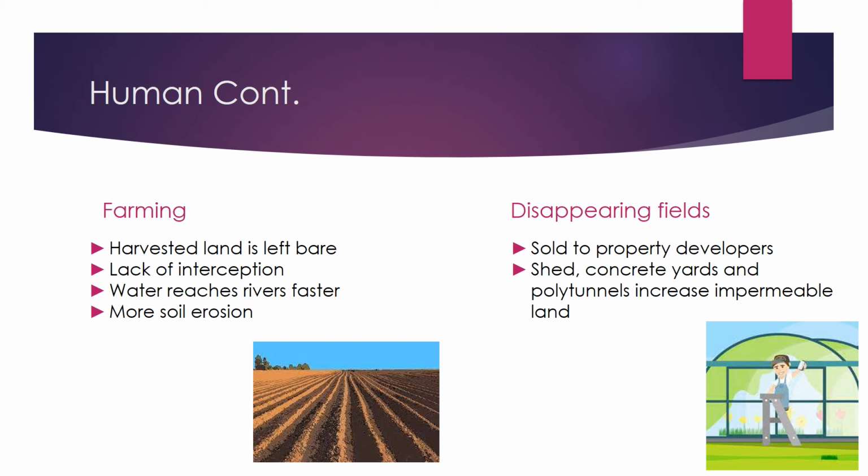And the final factor is disappearing fields. Fields are starting to disappear for various reasons. Firstly, they are sold to property developers. Also, large-scale farming has led to more sheds or concrete yard use, resulting in the land for infiltration to be reduced. Additionally, polytunnels are used. Although some infiltration and evaporation can occur, this is significantly reduced.